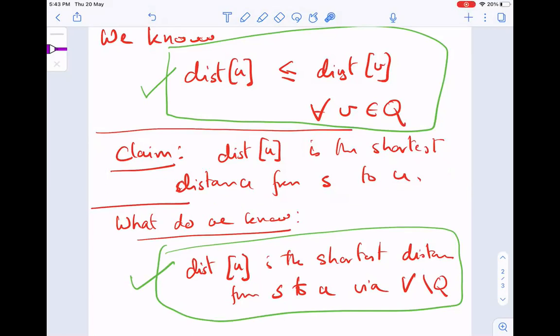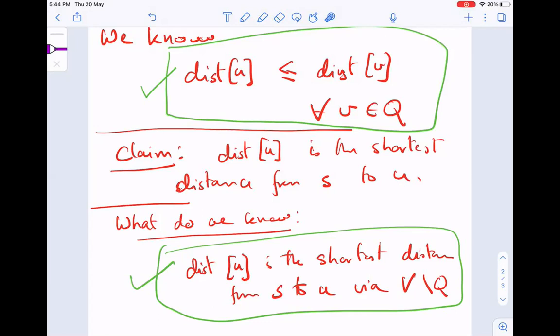Okay. Is this clear? Whatever we are doing? Hello, sir. Yeah, sir? So this V minus Q part, this part I'm not able to understand.